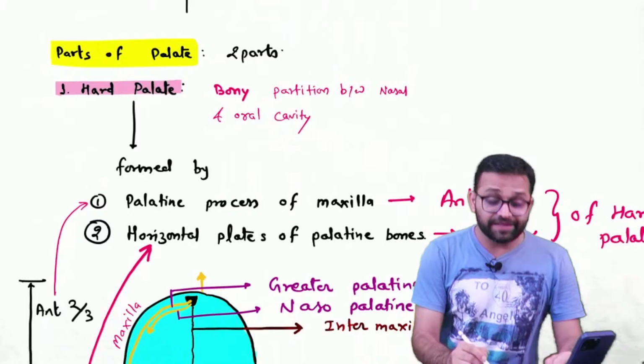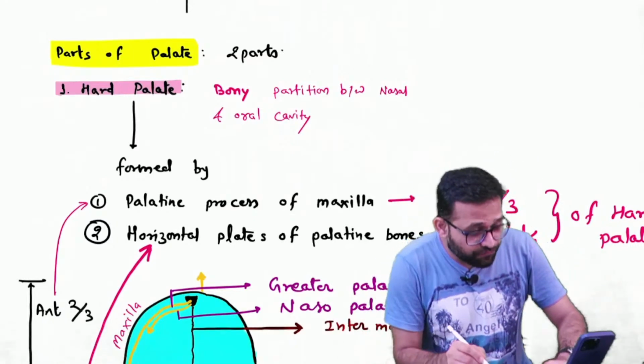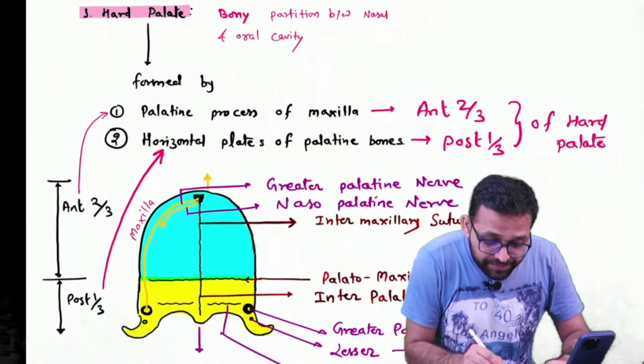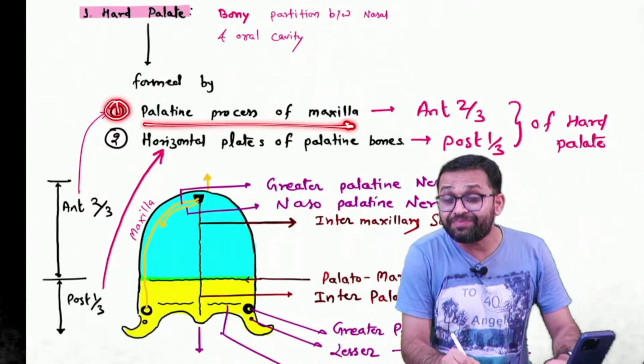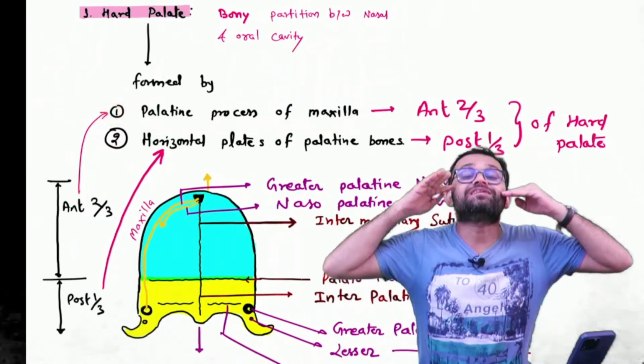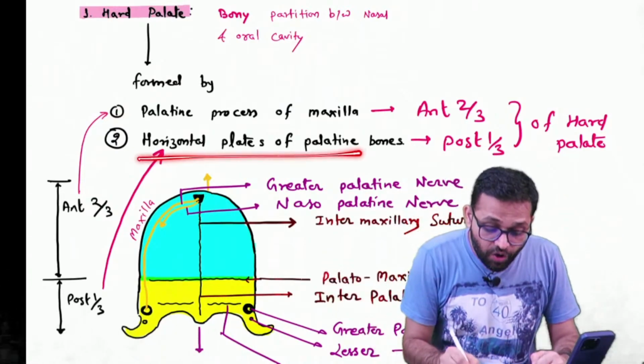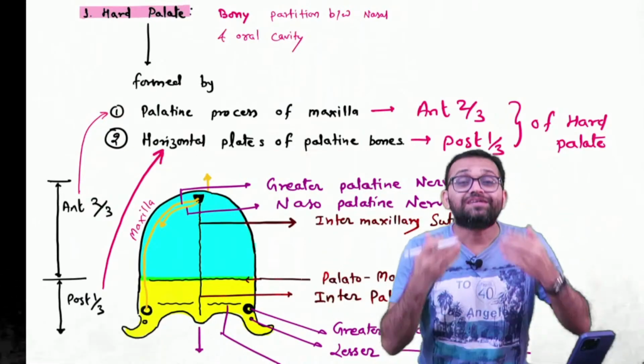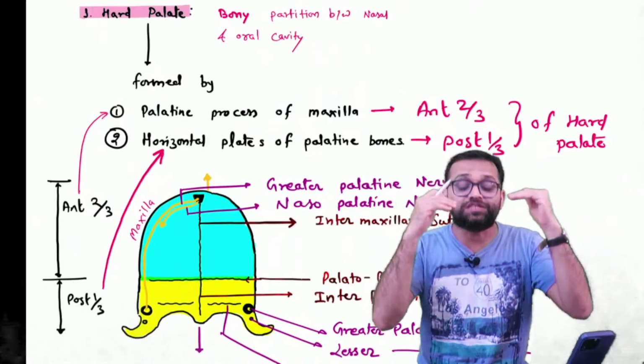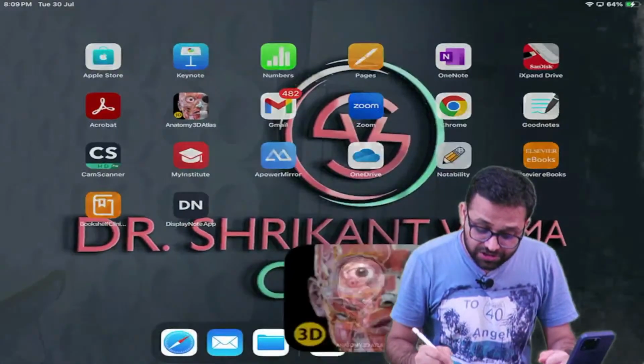It is formed by, first, the palatine process of the maxilla. Here is the maxilla, giving rise to the palatine process. Next, the horizontal plate of the palatine bone. Behind there is the palatine bone, so it makes the horizontal part. So just try to understand.